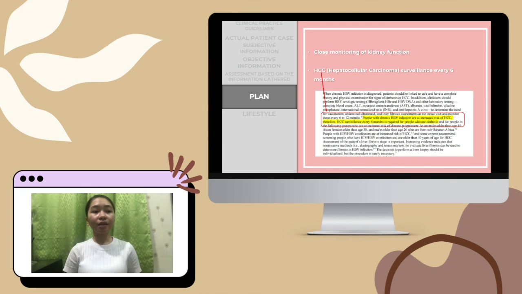Also, part of the plan is close monitoring of the kidney function of the patient, and hepatocellular carcinoma surveillance every 6 months is required for people with chronic HBV infection, since they are at increased risk of HCC. Also, the patient's lab results reveal that aspartate aminotransferase or AST is 358 units per liter and alanine aminotransferase or ALT is 383 units per liter, which indicates that there's a problem with his liver.